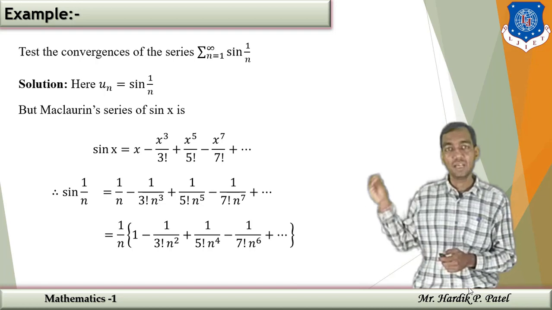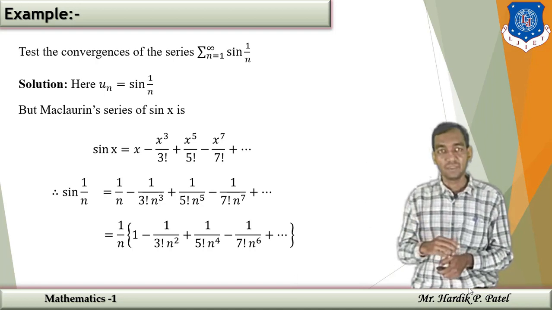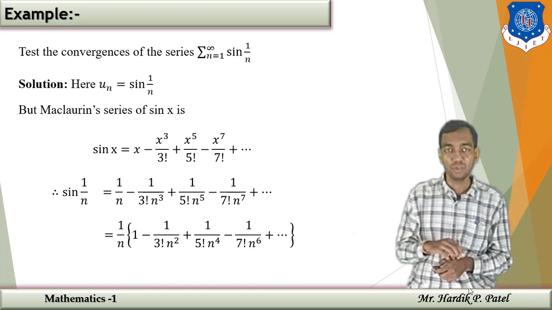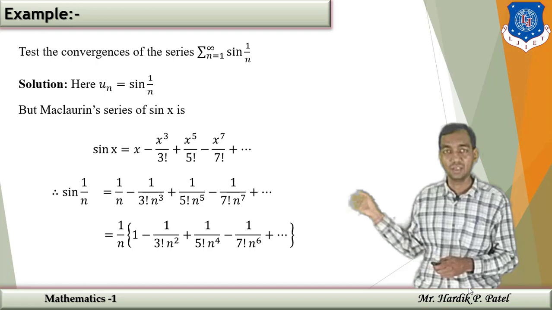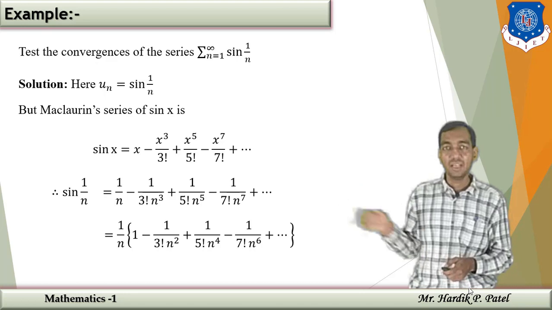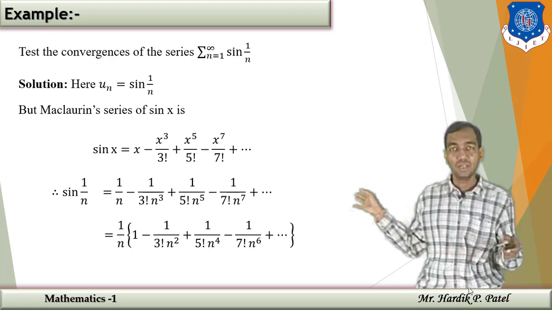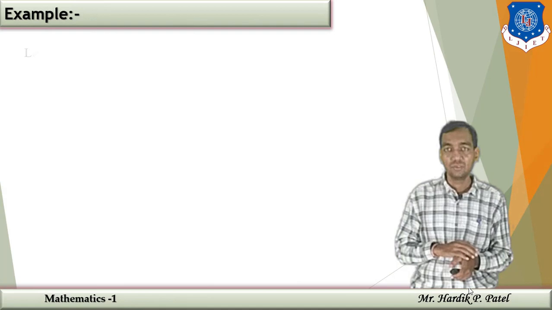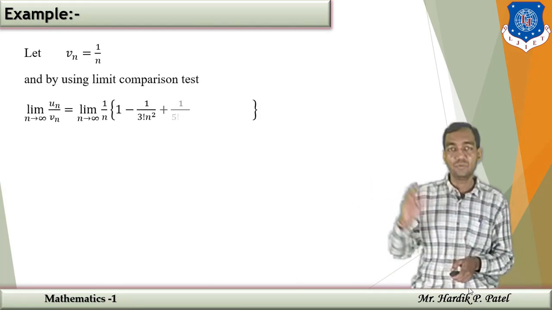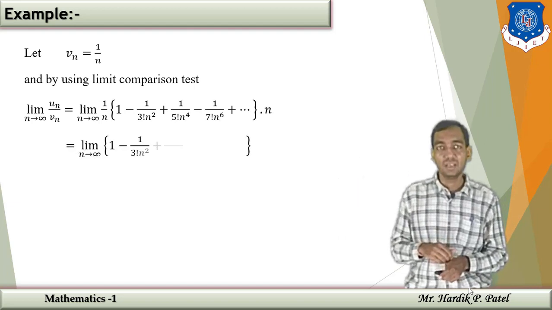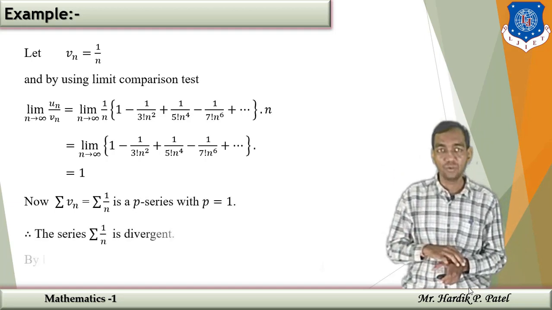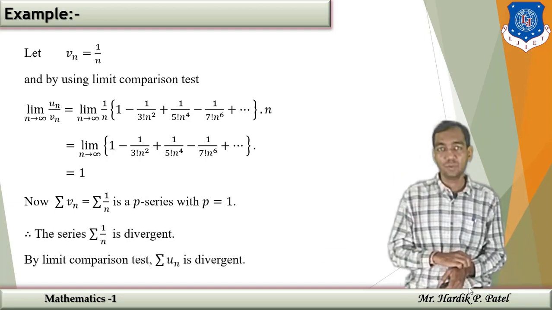We are going to replace x by 1 upon n, and that gives sin 1 upon n equal to 1 upon n minus 1 upon 3 factorial into n cube plus 1 upon 5 factorial into n raised to 5 minus and so on. Now here 1 upon n is common, correct? Once you take out 1 upon n, whatever is in the bracket we are going to ignore, because the bracket function has a value less than 1. So Vn is equal to 1 upon n.